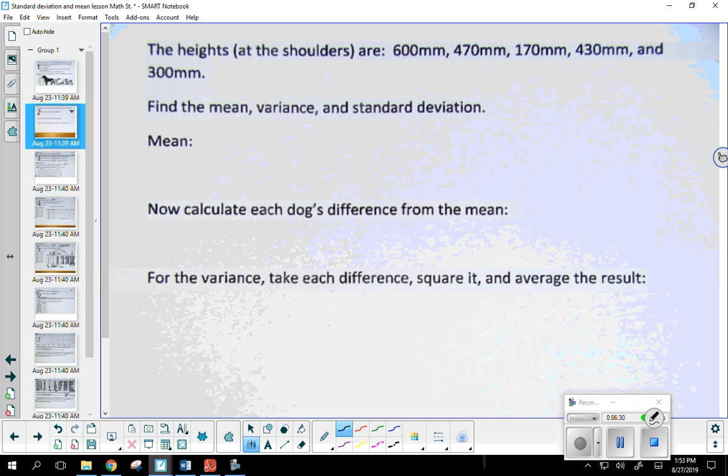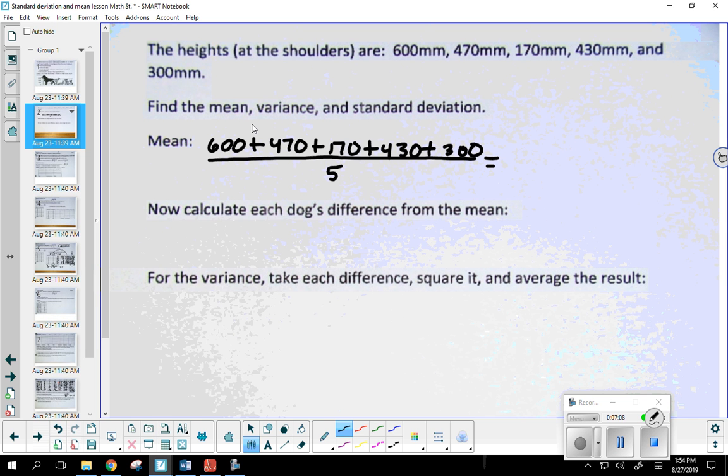Well, we're going to use the mean, with those strategies that I just talked about, those steps, to find the variance, and we're going to use that variance to find the standard deviation. Now remember, once you find the variance, you take the square root of it, that's the standard deviation. So let's go ahead and calculate the mean. I'm going to take all these values, 600 plus 470 plus 170 plus 430 plus 300. Well, I've got 5 dogs here. So somebody help me out. What's the grand total of all 5 of those?